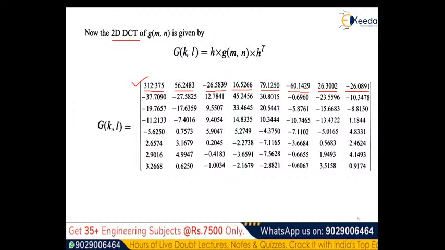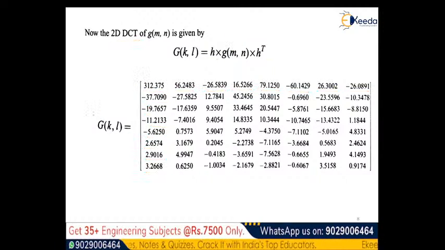Now in the first column, after this 312.375 we have obtained minus 37.7090, then minus 19.7657, minus 11.2133, minus 5.6250, then 2.6574, 2.9016 and 3.2668 here. So this way we have operated on the level shifted image denoted G of m comma n with the help of the DCT matrix and its transposed form, and we have obtained the representation of the image in the discrete cosine transform domain here.